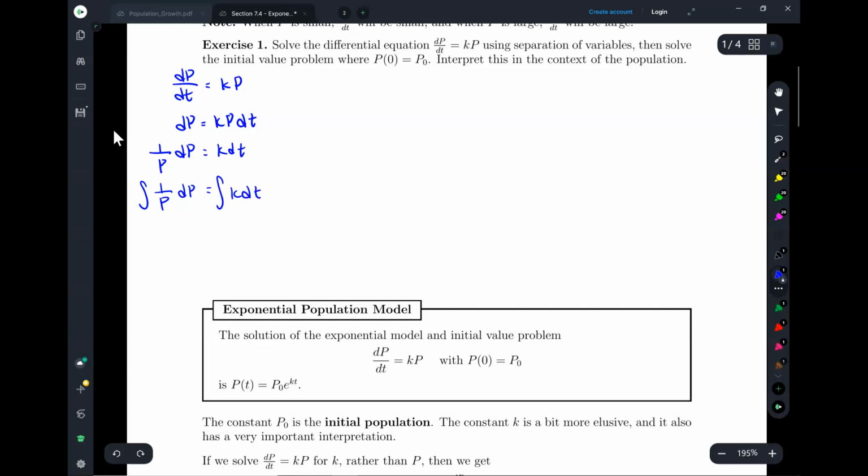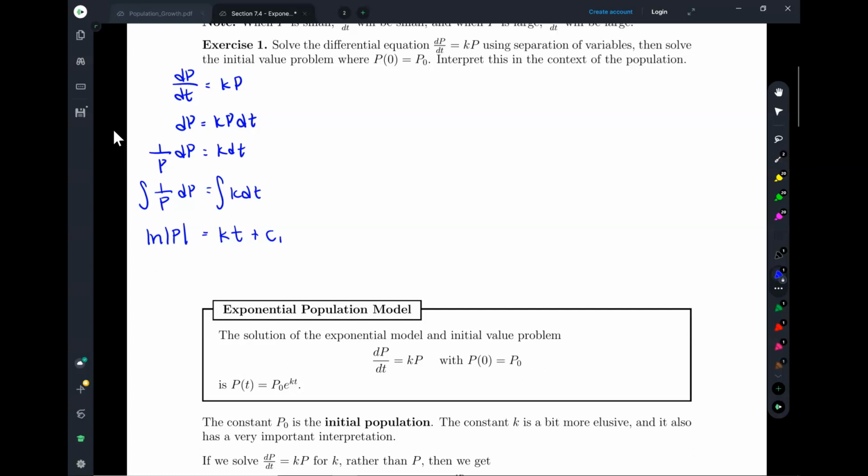Integrating the left side gives us the natural log of the absolute value of P. We'd probably assume that the population is positive anyway, wouldn't we? And then the antiderivative of k with respect to t would be kt plus some constant. I'm going to call this C sub 1 because I might want to use a regular C in a little bit. So we'll say natural log of the absolute value of P is kt plus some arbitrary constant. If you chose something different than C sub 1, totally fine.